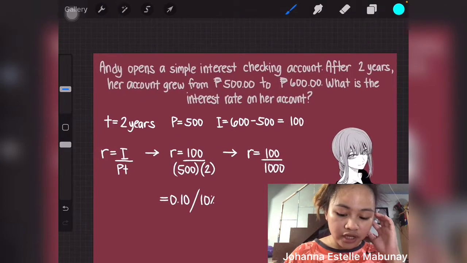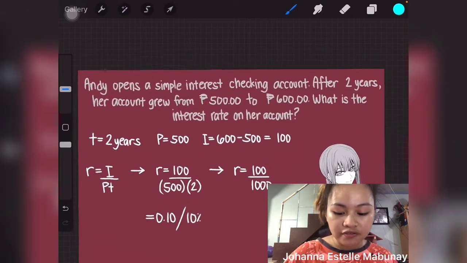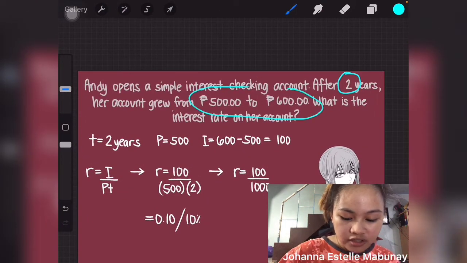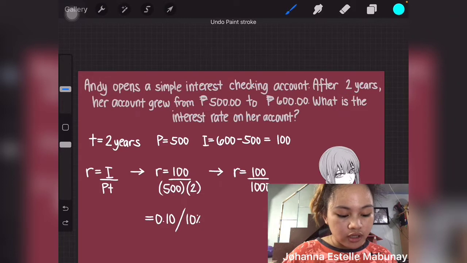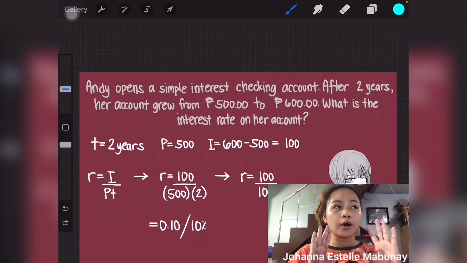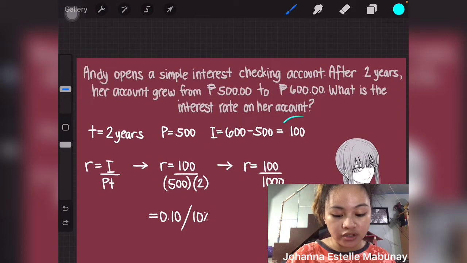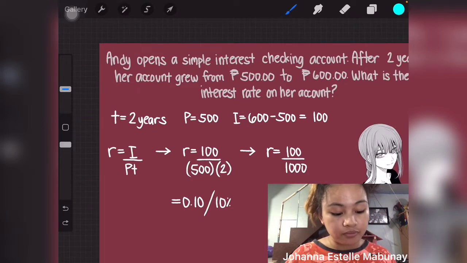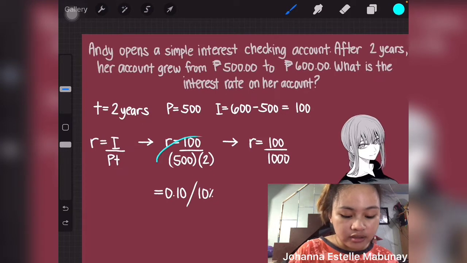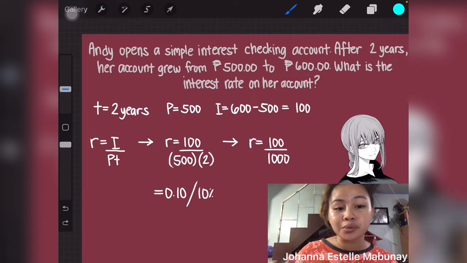Okay. For the fifth question. Andy opened a simple interest checking account. After 2 years, her account grew from 500 to 600. What is the interest rate on her account? So, these are given: 2 years, 500 to 600. So, in order to find the interest, we have to subtract 600 and 500. So 600 minus 500 is equals to 100. That is our interest. So the formula we're going to be using is R is equals to interest divided by P and T. So we're going to input that, and then this is the inputted one. And then 500 times 2 is equals to 1,000. So 100 divided by 1,000 is equals to 0.10, which is 10% basically.